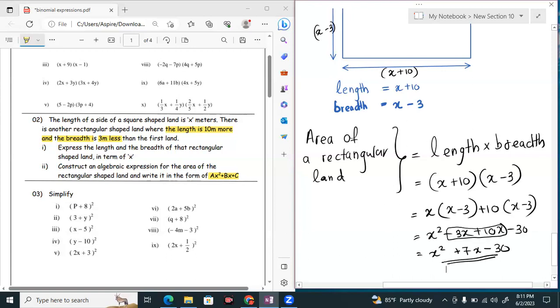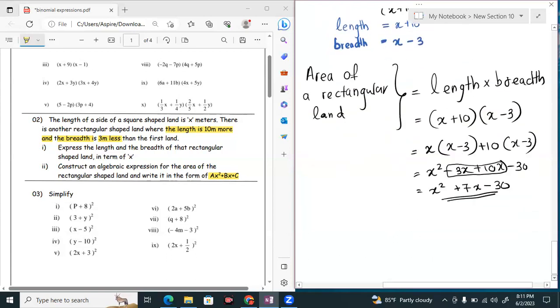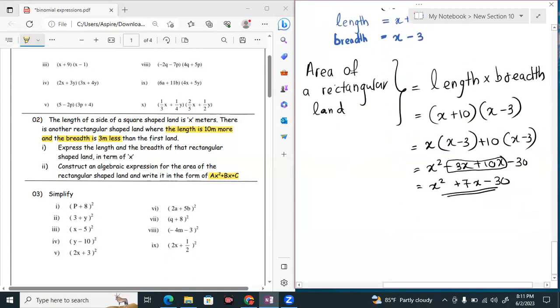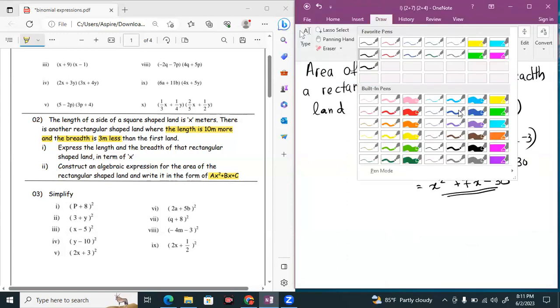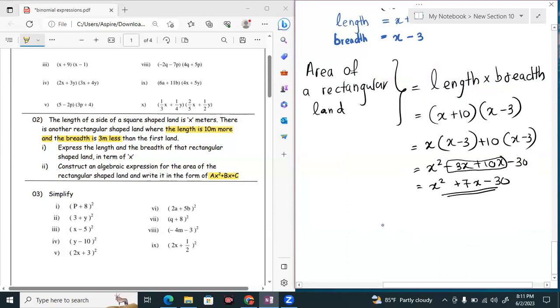This is the area of a rectangular land. Normally, when you are asked to express it in this form, that means you have to express what is a, what is b, and what is c. Now, here, what is a? Can you express what is a, what is b, and what is c?